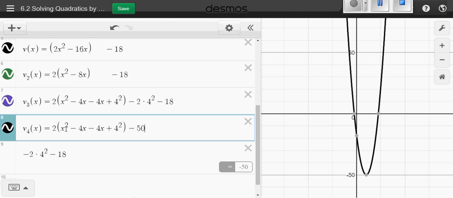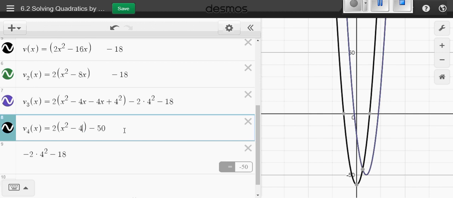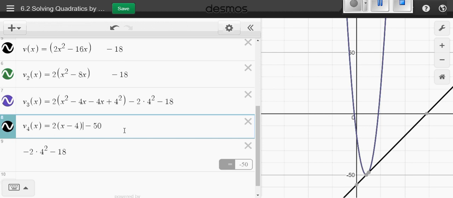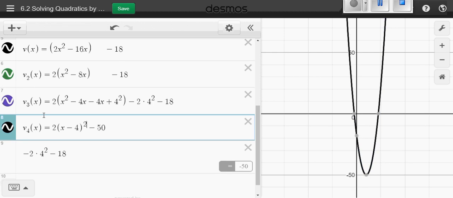And this goes to here, and this goes away because it's basically this multiplied by something that's a perfect square. Or I can just say squared. Now you see that I still have the intercepts.